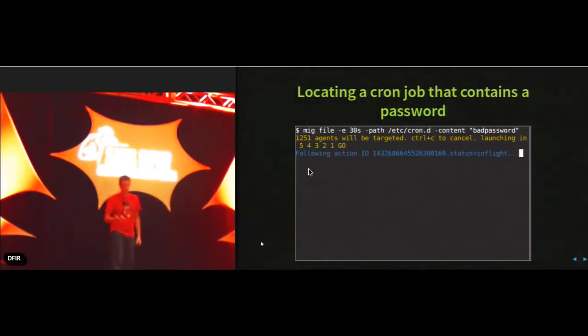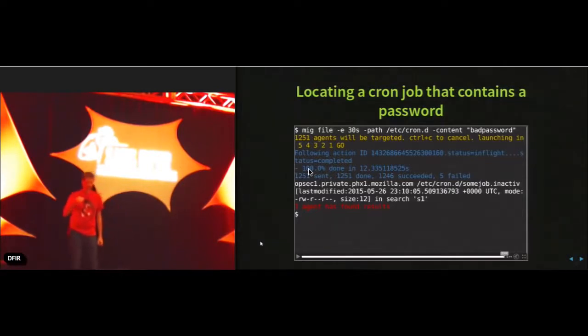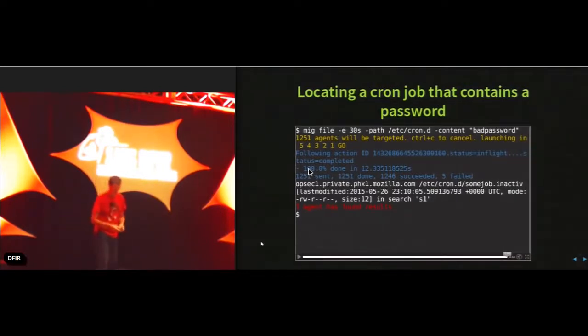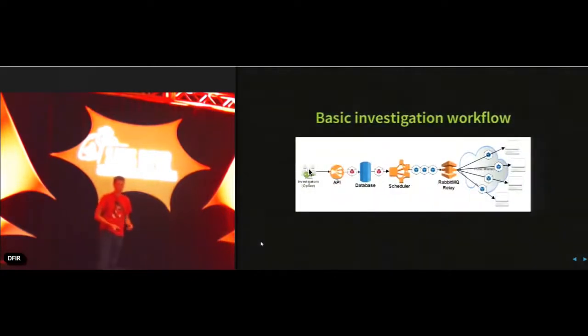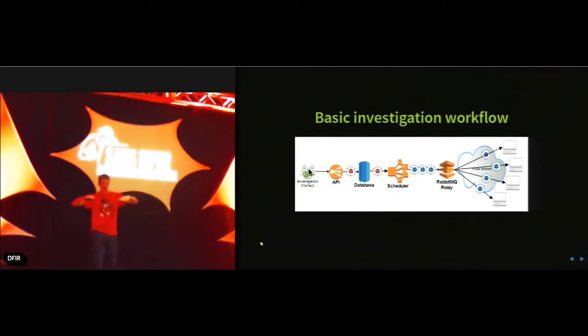It is sent to the MIG platform and processed server side. And it will just take a few seconds to come back. And there you go, it comes back. And you see that out of all of the systems that were investigated, one of them, called obsec1.private.phx1.mozilla.com, has that string in the file called /etc/cron.d/somejob.inactive. So what happened here is this. And I'm going to talk really about how MIG works at the transport pipeline distributed investigation level.